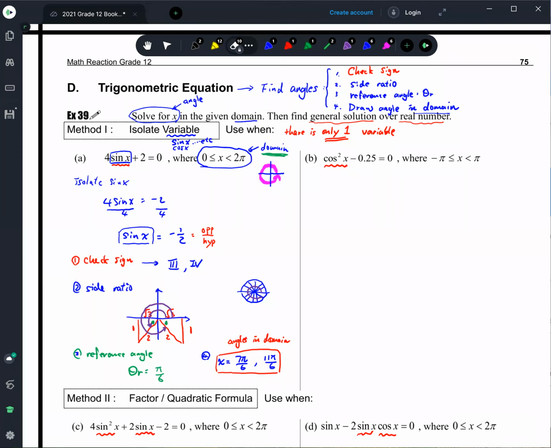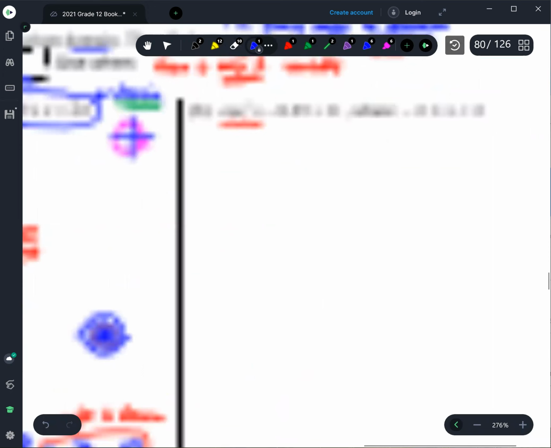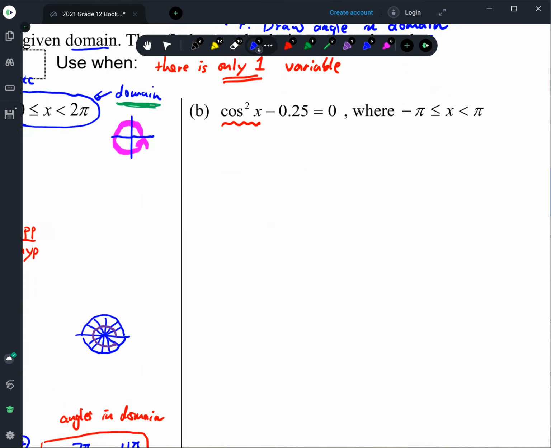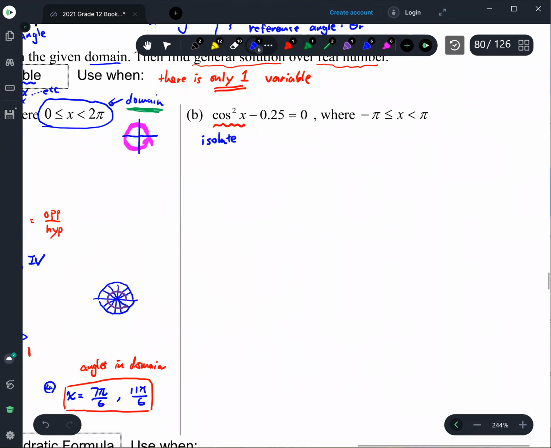Right, so before the break, we just reviewed how to isolate the variable. We're going to do the same thing for the next one. Question B, the variable we have here is cosine x, right? However, the cosine x is inside the square. Isolate. Okay, we want to isolate cosine x.